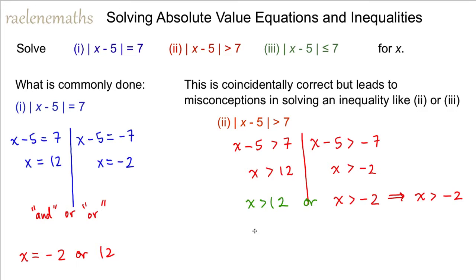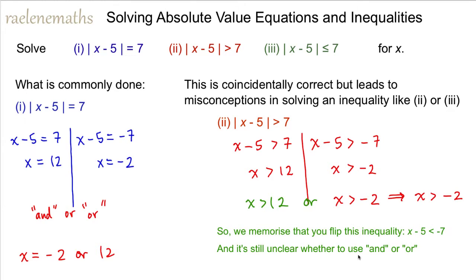So instead, we memorize what we need to do to get the correct answer. And in this particular case, with a greater than symbol, we are told to memorize to flip this inequality symbol so that we get x is less than negative 2. And so our statement ends up being x less than negative 2 or x greater than 12. This is not satisfactory to me. There's a couple of inherent misconceptions, and we still don't know how to apply it to the third case. So yes, I teach maths differently.